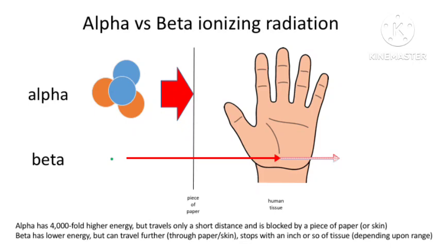They can penetrate aluminum foil of 5 mm thickness. The range is much more than that of alpha particles. The emission of a beta particle is always accompanied by the emission of an elementary particle called neutrino.